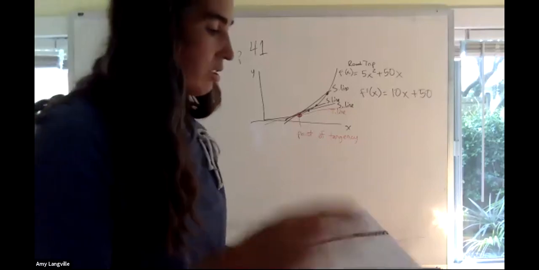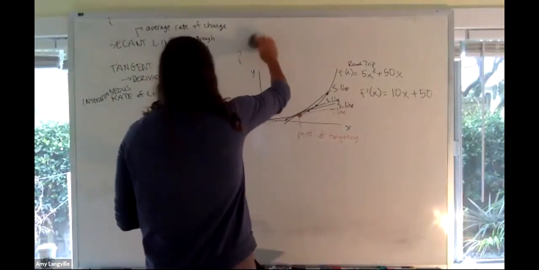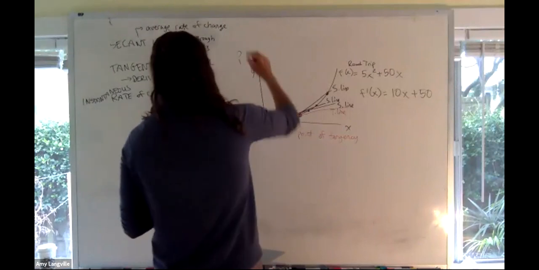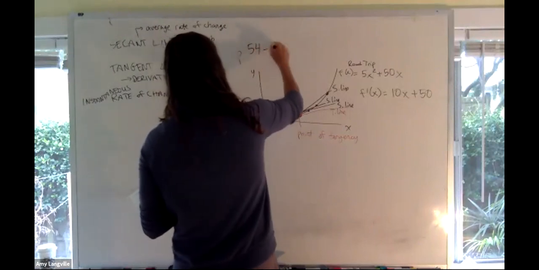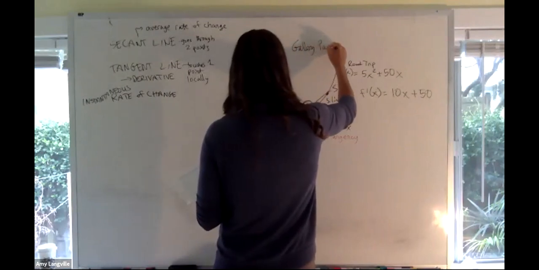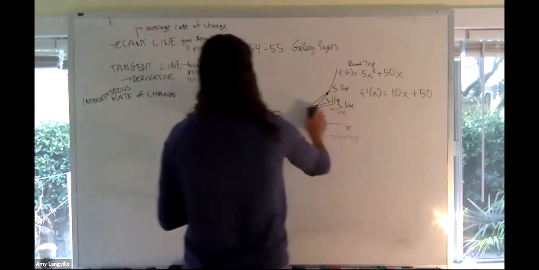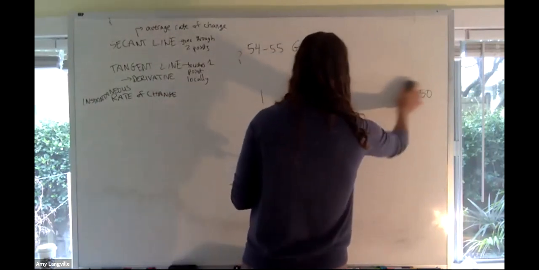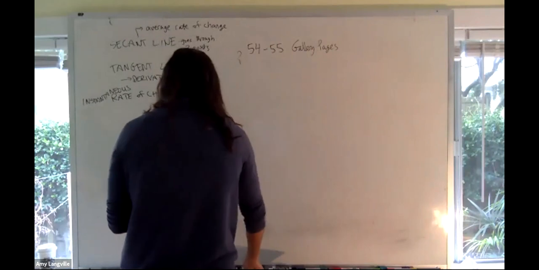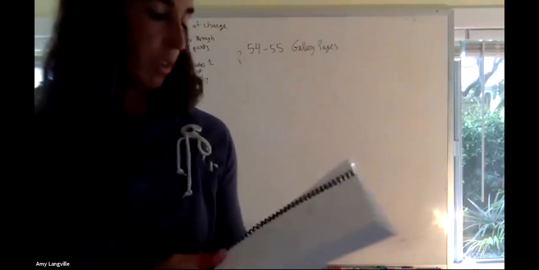Okay, so this is on pages 54 and 55. There's these gallery pages. So go ahead and flip ahead. I'll write it up here. Okay, so what happens, I'm not gonna draw all those pictures.